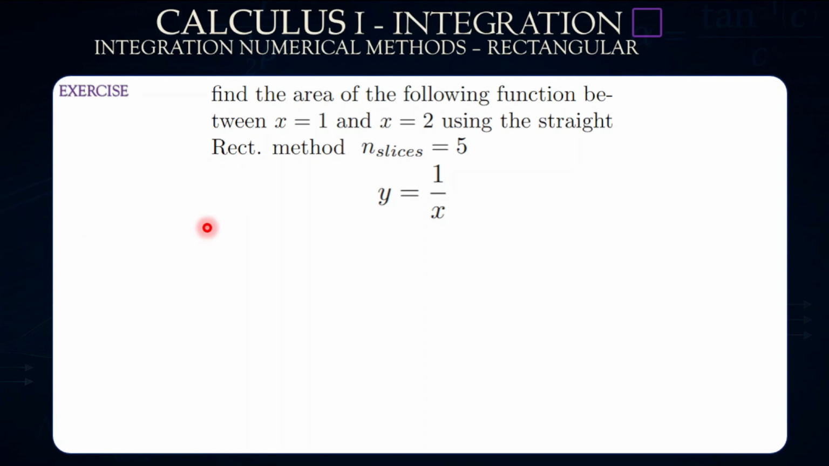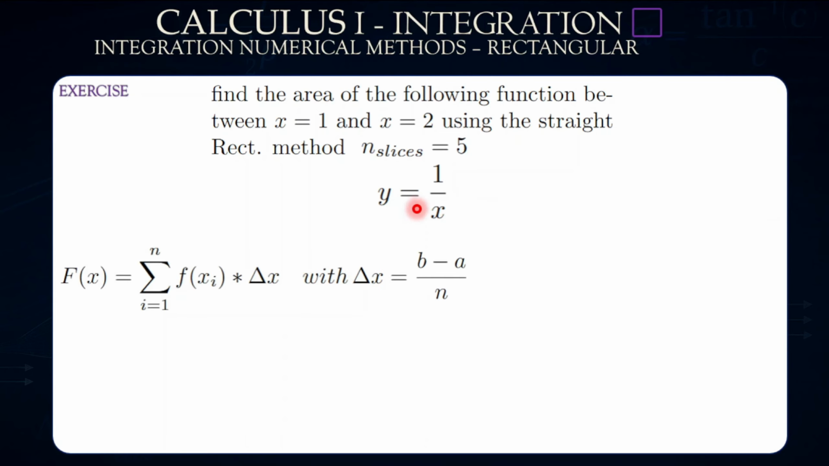As a practice, let's solve this problem. Find the area of the following function between x equal 1 and x equal 2 using the straight rectangle method. The number of slices is equal to 5, and this is the function, which is y equal 1 divided by x. You notice something: the domain should start at least from x equal 1. Why? Because for x equals 0, this function is not defined, doesn't exist. Actually, it goes to infinity for a vertical asymptote, which is x equal 0.